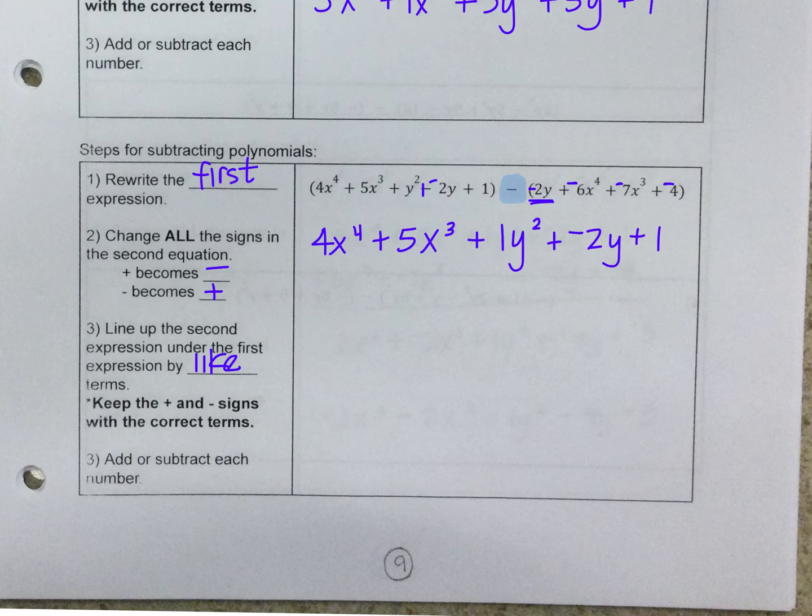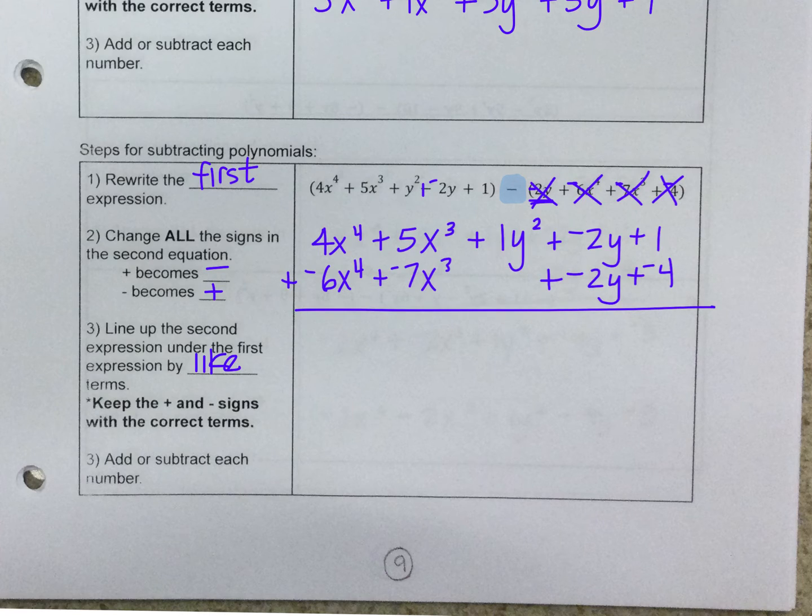So I'm going to start with the negative 2y. He's going to go under that one, so plus negative 2y. Negative 6x to the 4th, he goes up here to the front, plus negative 6x to the 4th. Negative 7x to the 3rd, plus negative 7x to the 3rd. And notice they're lined up under who has the same x in the exponents. And then plus negative 4. Now I'm just going to add or subtract or whatever it says.